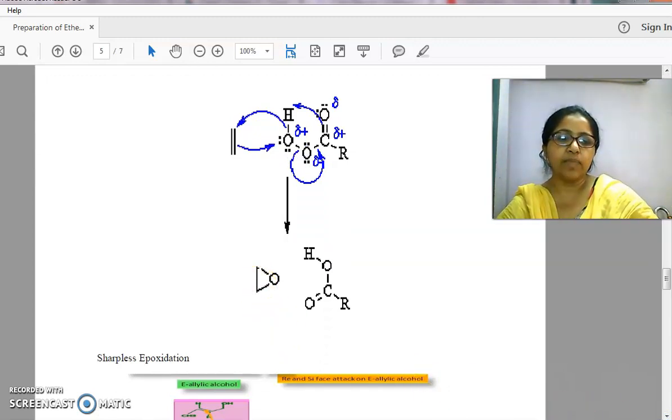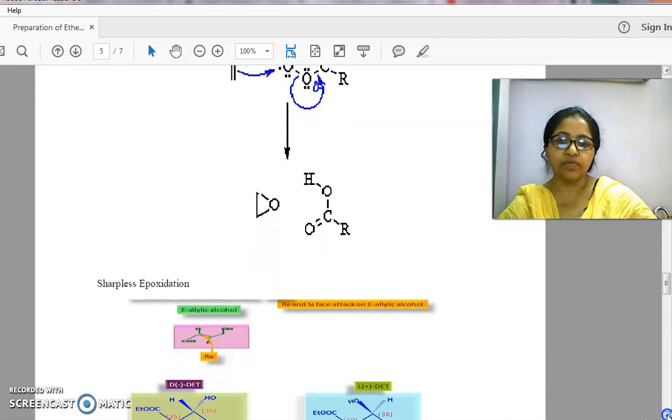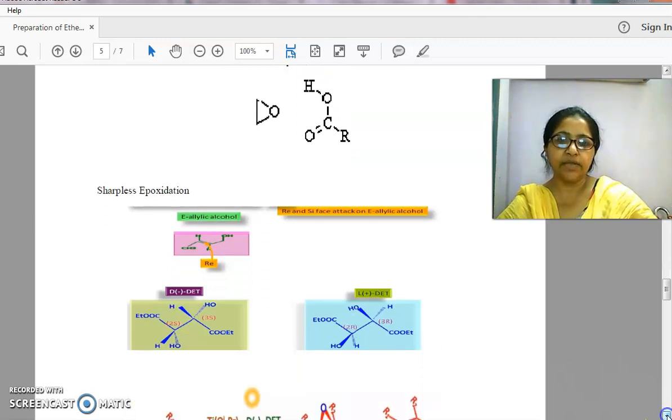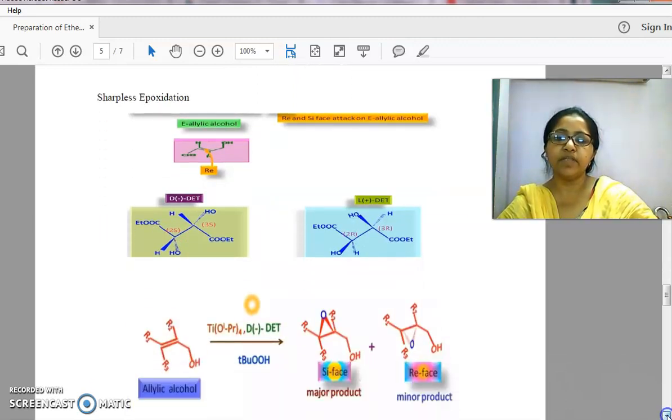Okay, and Sharpless epoxidation, it is actually out of your syllabus, but still I would like to inform you. Sharpless epoxidations are only possible where we have an allylic alcohol. What is an allylic alcohol? This is an alkene and then the next carbon, and this position is called the allylic position or allylic carbon. So an allylic carbon having an alcoholic group is an allylic alcohol.